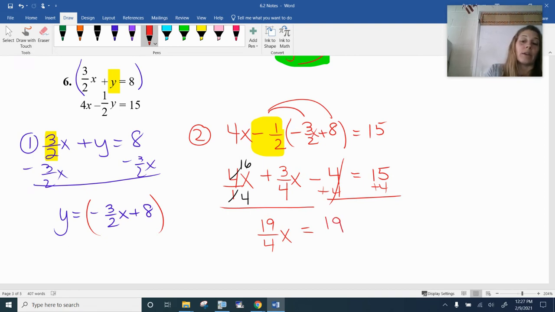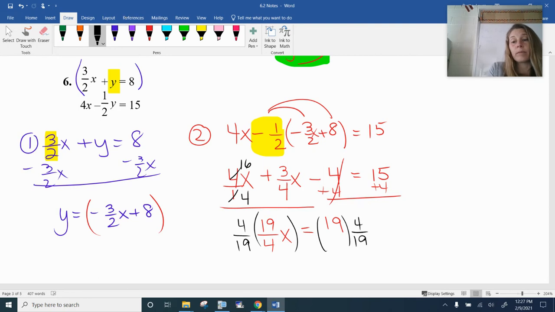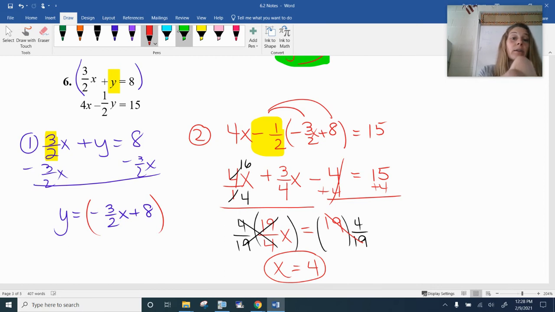So to get rid of the 19 fourths, you would want to multiply by 4 over 19. That would leave you with an x by itself, and on this side, the 19s cancel, and you just get 4. So it all worked itself out in the end.